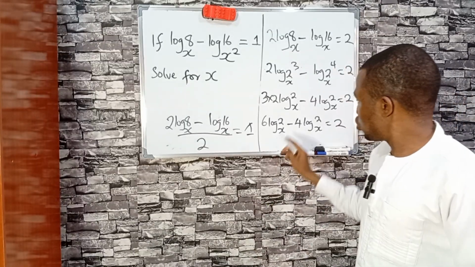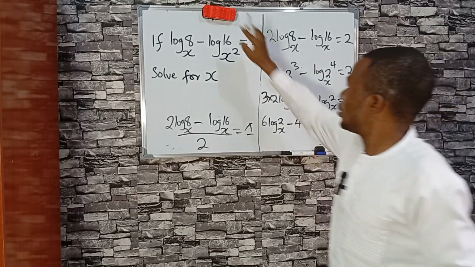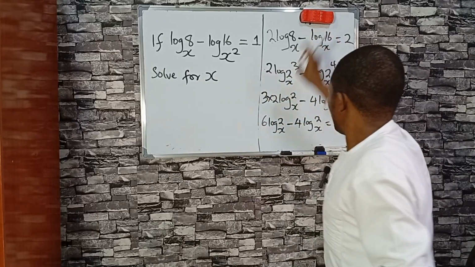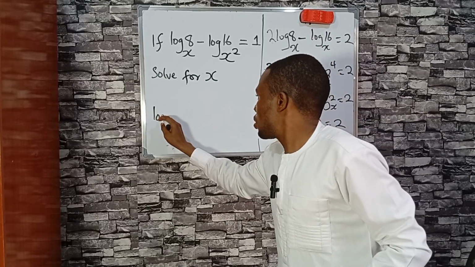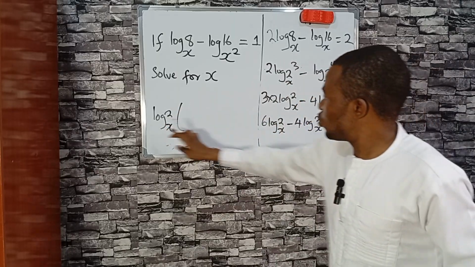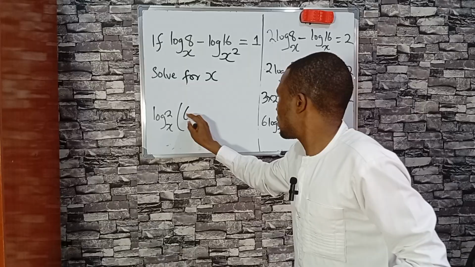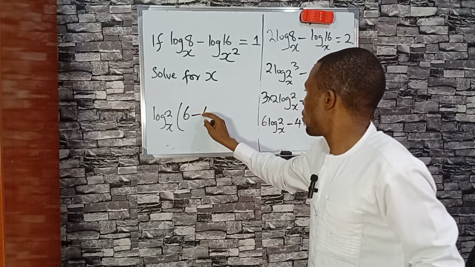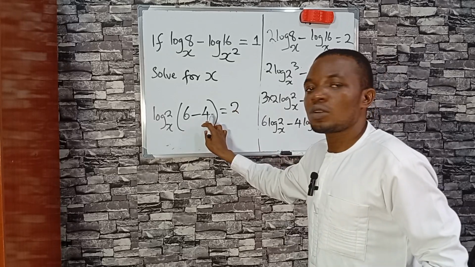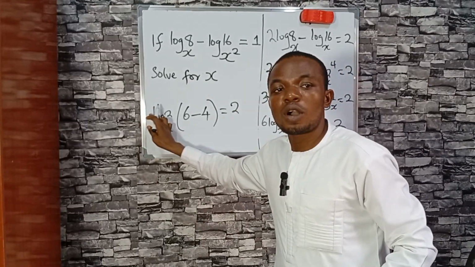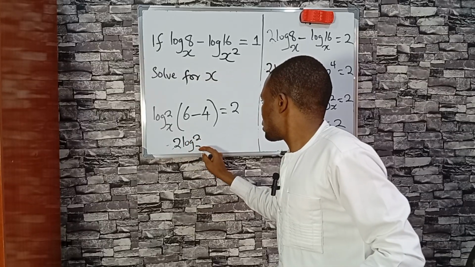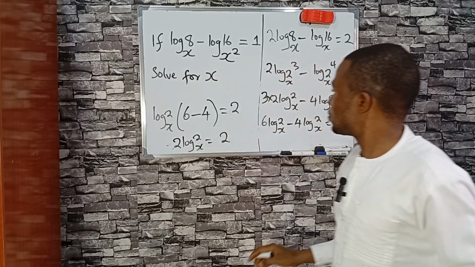If you check closely, log 2 base x is common, so we can factor that one out and then see what we can do. So log 2 base x, if you divide the whole of this with this, you have 6 left there. The same thing here, you have 4. And it's equal to 2. 6 minus 4 is 2. And the 2 will come to the back of this log. That will be 2 log 2 base x equals to 2 that is here.